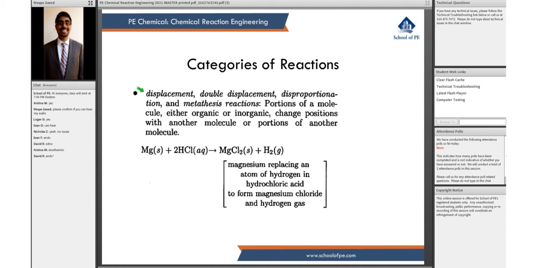Displacement reactions, or double displacement, is when you have a compound in one of the reactants moving to the other reactant. So what that means is, if you look at this example, you have magnesium plus hydrochloric acid forming magnesium chloride plus hydrogen gas. So the chlorine ion here is being displaced, and it's forming magnesium chloride, and it's freeing up the hydrogen. So this itself is a displacement reaction. If you were to have two ions or two compounds being displaced, that's when you have a double displacement reaction.